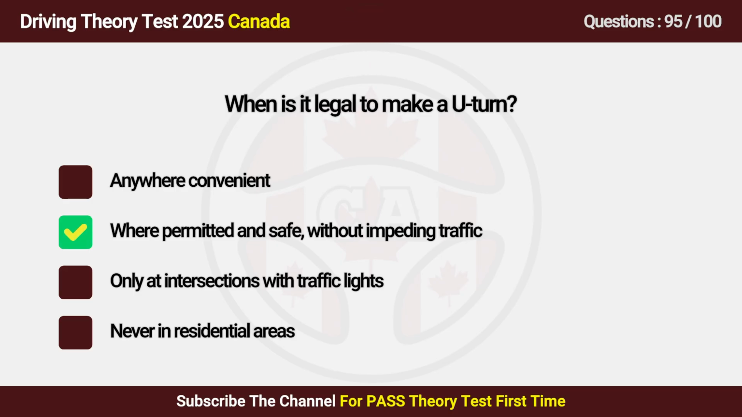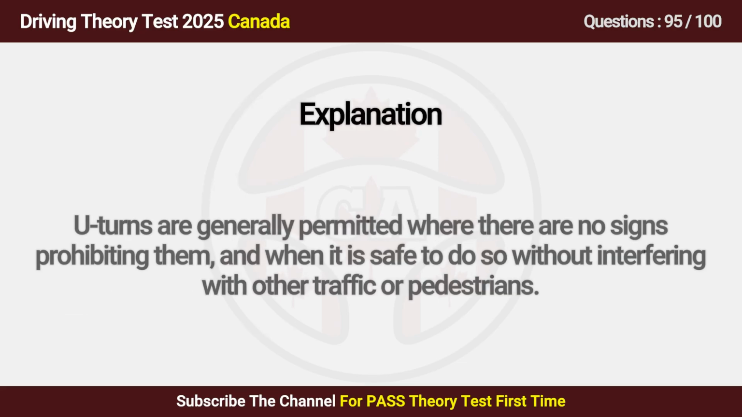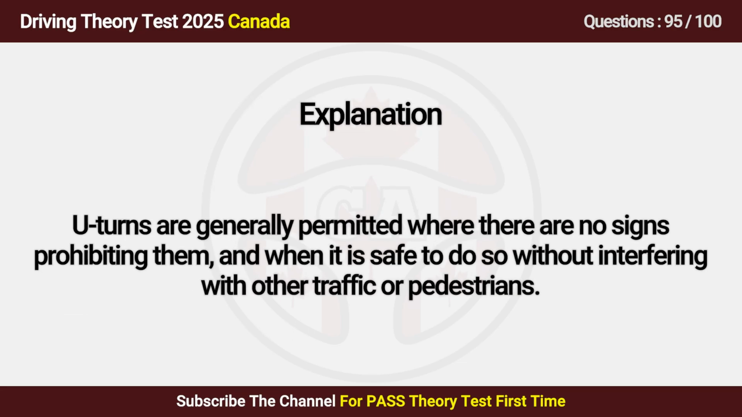Answer is B. Where permitted and safe without impeding traffic. U-turns are generally permitted where there are no signs prohibiting them, and when it is safe to do so without interfering with other traffic or pedestrians.